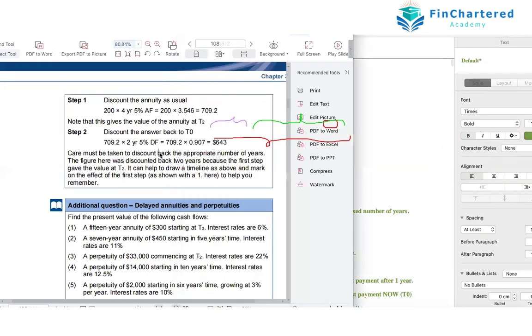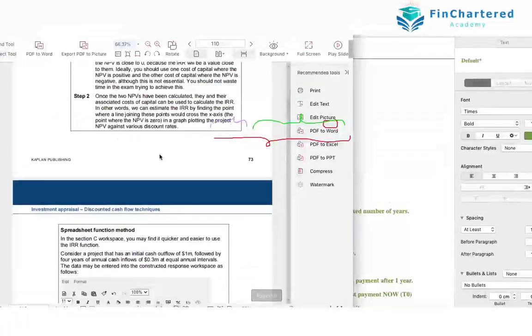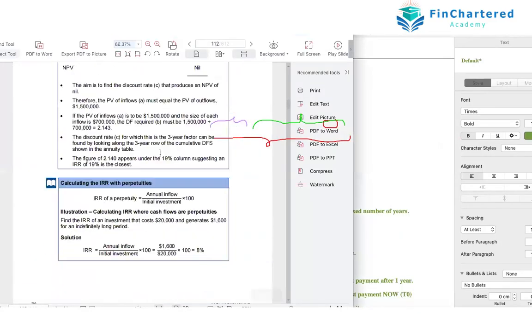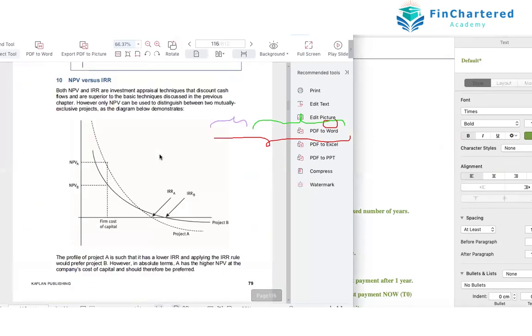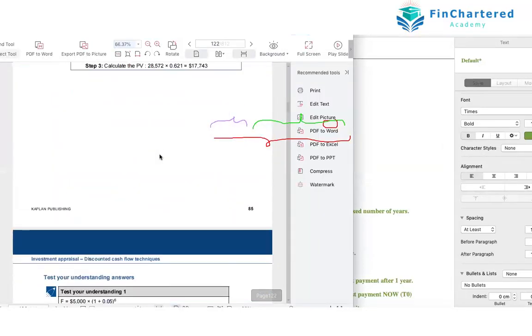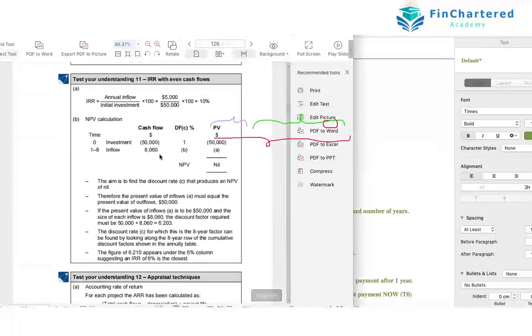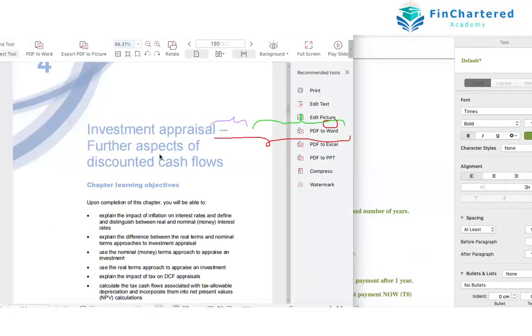Right? With that, finally now 3 chapters of FM are over, and we will now move to the 4th chapter. So again, we have to basically look at investment appraisal, further aspects of discounted cash flow. This is what we are going to look at technically on 20th of March, which is today. This is the topic that needs to be covered.